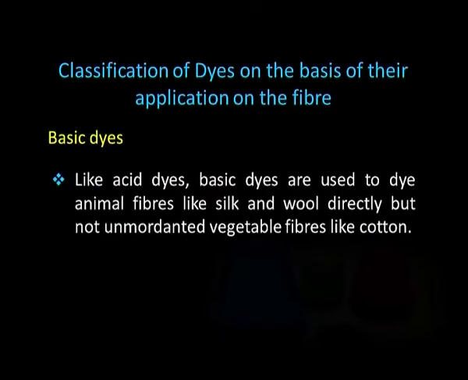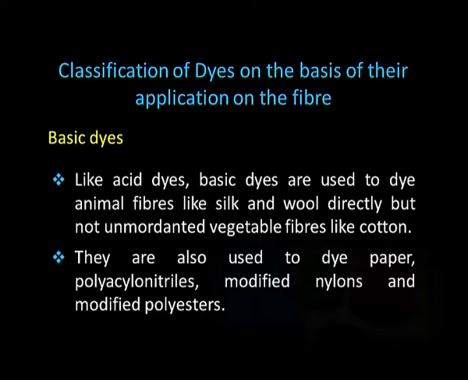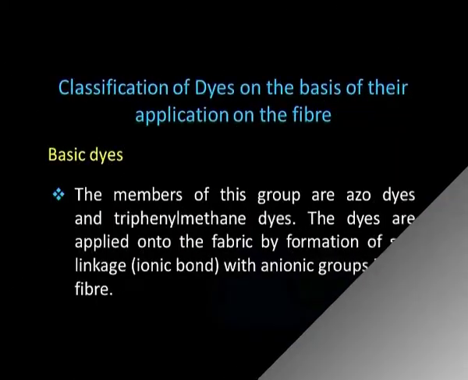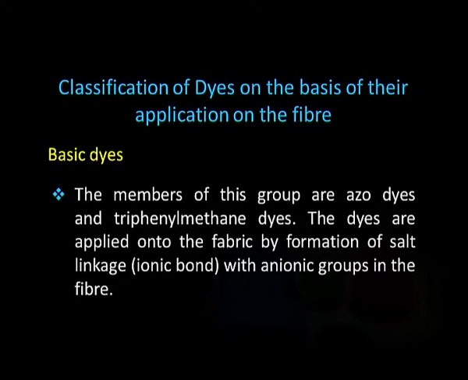Like acid dyes, basic dyes are used to dye animal fibers like silk and wool directly, but not unmordanted vegetable fiber like cotton. They are also used to dye paper, polyacrylonitriles, modified nylons and modified polyesters. The members of this group are azo dyes and triphenyl methane dyes. The dyes are applied onto the fabric by formation of salt linkage or ionic bond with anionic groups in the fiber.